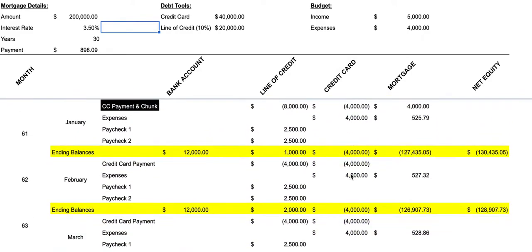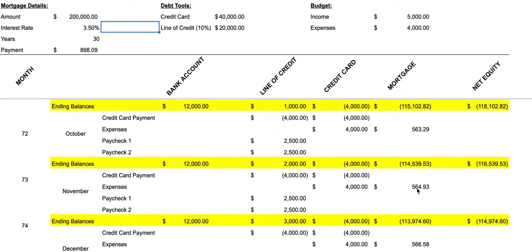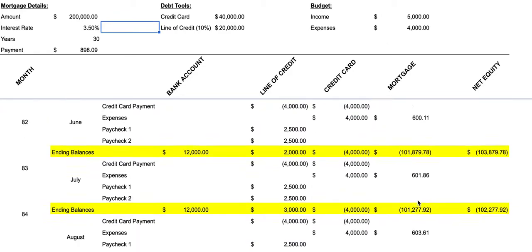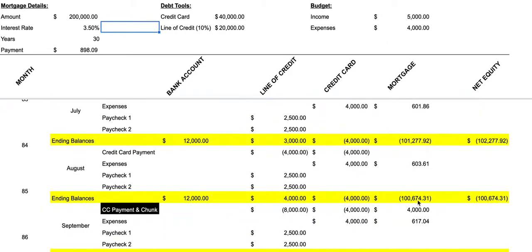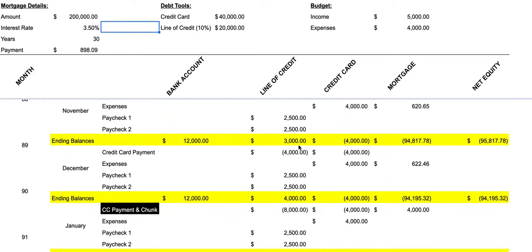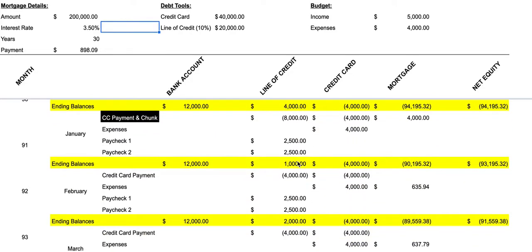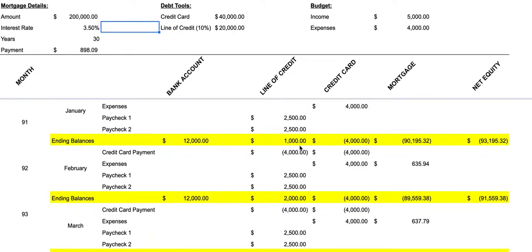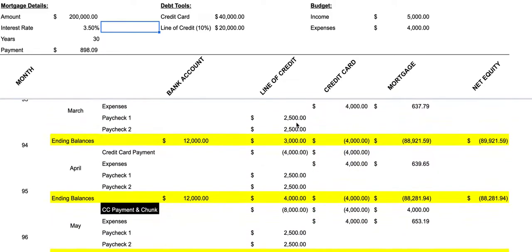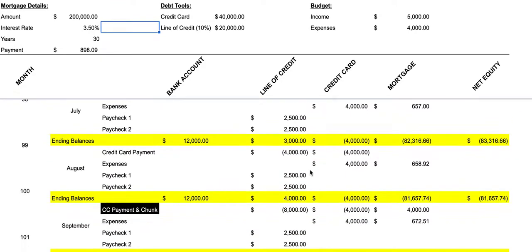So I did all the calculations. I put all the numbers. You see the principal part, it's increasing now, 500, 600. See, and so you just keep doing the same thing. You make those chunks, and then you start building that line of credit balance back up, right? Back to 4,000. Then once it gets to 4,000, you make a chunk again.